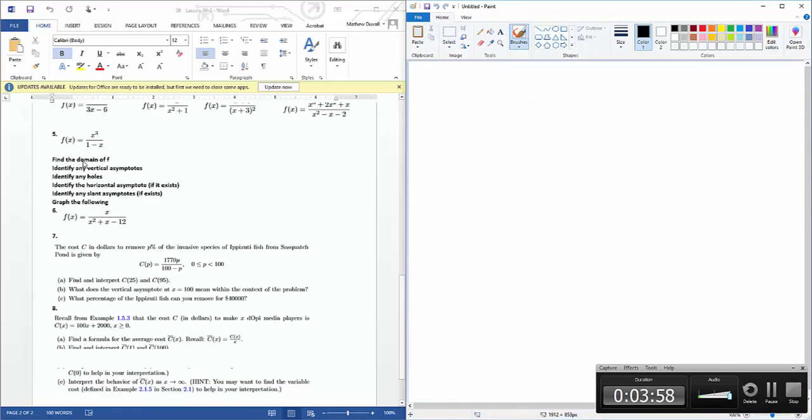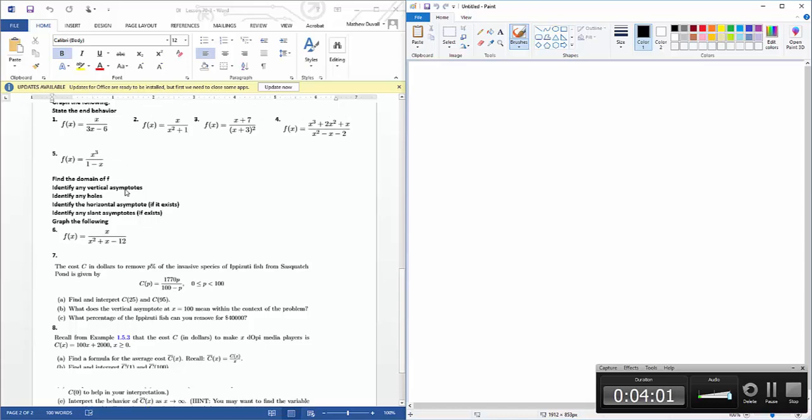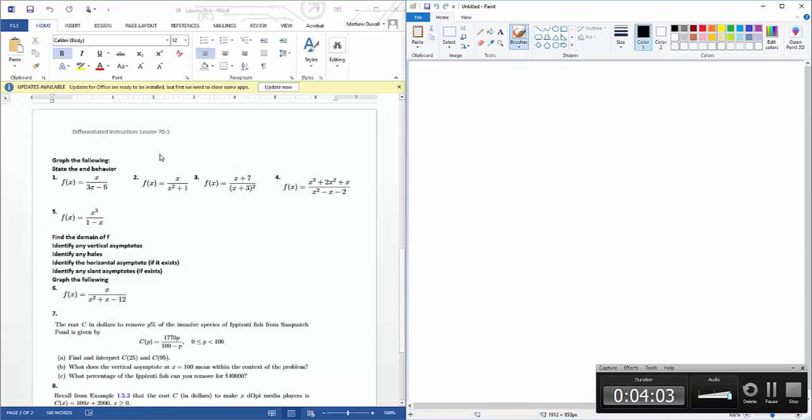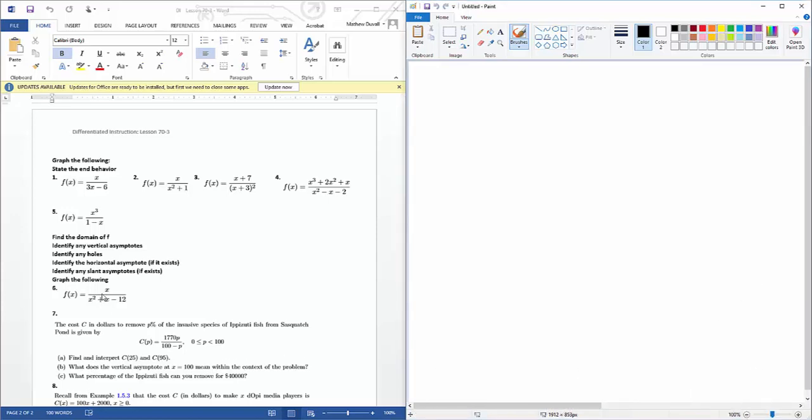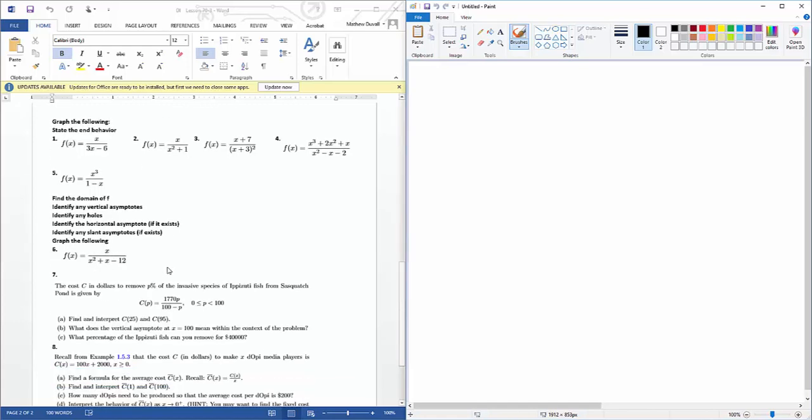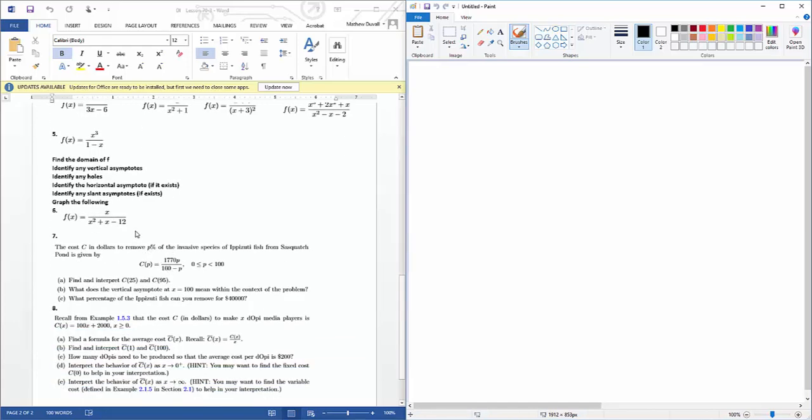For number 6, look at a previous DI. So 70-2 or 70-1 for the domain. Remember, the domain is you set the denominator equal to 0, and you can categorize that as vertical asymptotes or points of discontinuity or holes. And then the horizontal asymptote is you have to compare the degrees of the numerator and the denominator, and it's those 3 choices. When I say graph, we're just plugging into a calculator for now.